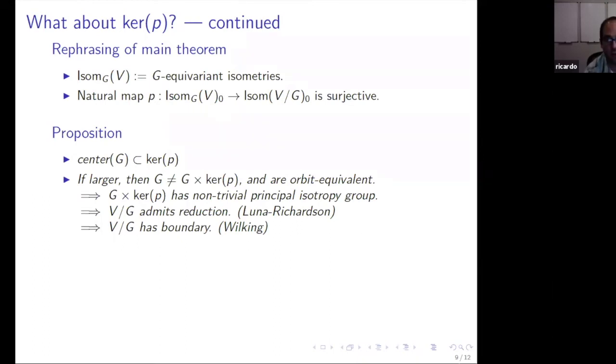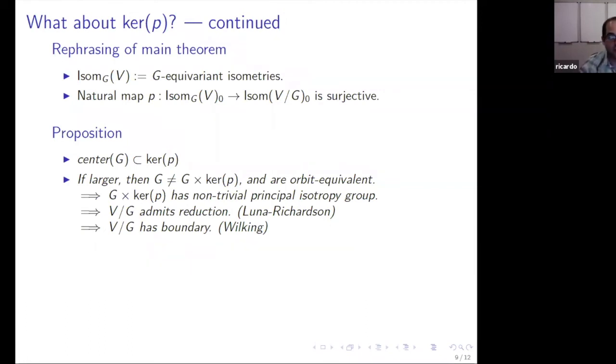Okay, so here we're linking back to something I mentioned at the beginning. And this is by Wilking. Wilking has proved a while ago that if you have non-trivial principal isotropy group, then the quotient has boundary, okay? And if you remember, having boundary in the quotient is a pretty special property. So in some sense, this is the atypical case, that you have a bigger kernel of P than the center of G.